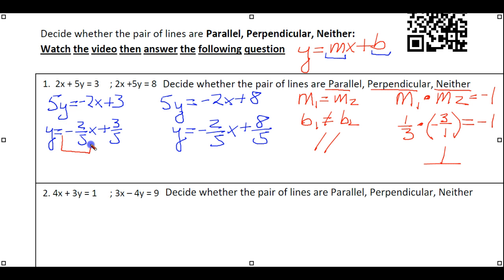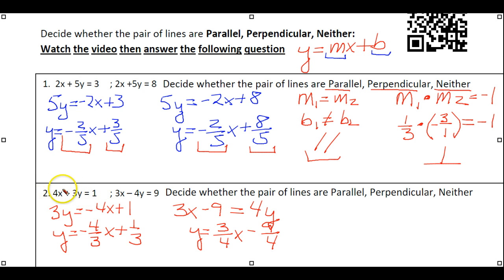So now we compare our slopes. Here, this one is a -2/5. Here, this is a -2/5. Here, the y-intercept is 3/5. Here, it's 8/5. So the lines are parallel. And this is the proof of it. This is what I want to see on these pages, that you have the technique needed to get to a solution. All right, let's do number 2.